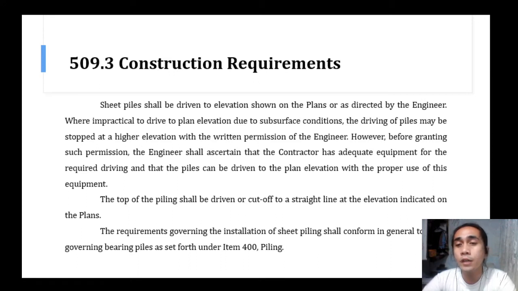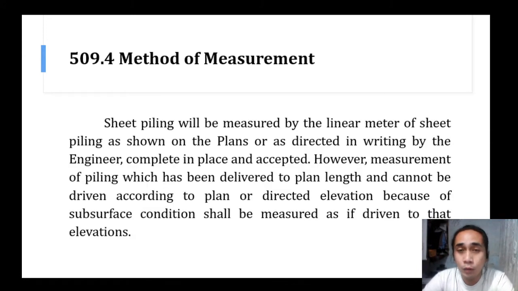The requirements governing the installation of sheet piling shall conform in general to those governing bearing piles as set forth under item 400, piling. 509.4 Method of measurement. Sheet piling will be measured by the linear meter of sheet piling as shown on the plans or as directed in writing by the engineer, complete, in place, and accepted. However, measurement of piling which has been delivered to plan length and cannot be driven according to plan or directed elevation because of subsurface condition shall be measured as if driven to that elevation.